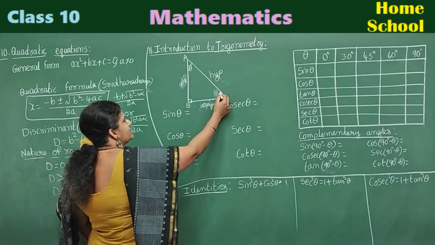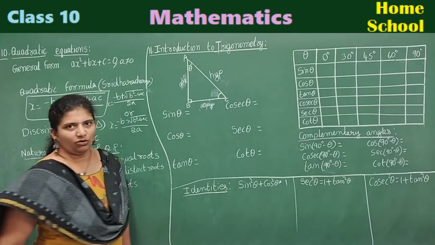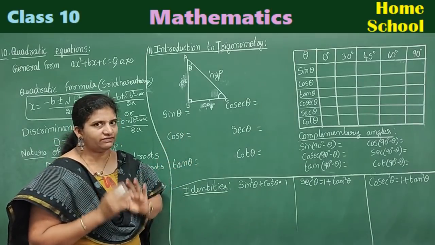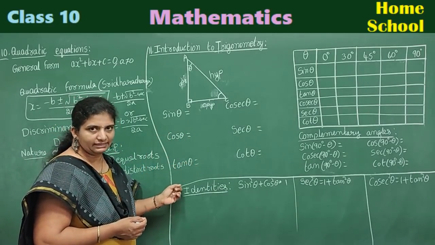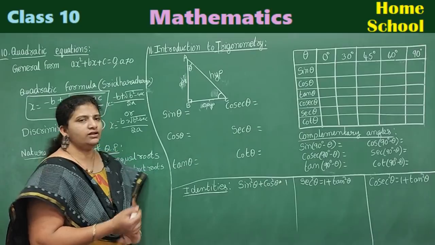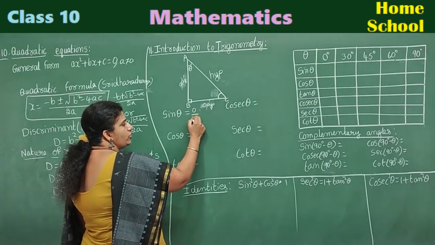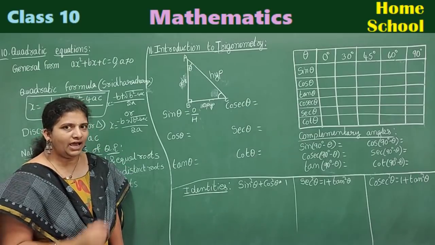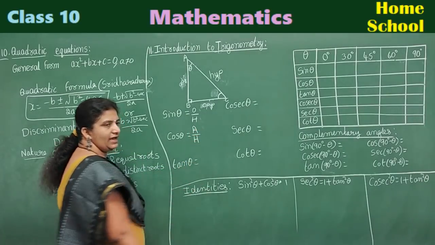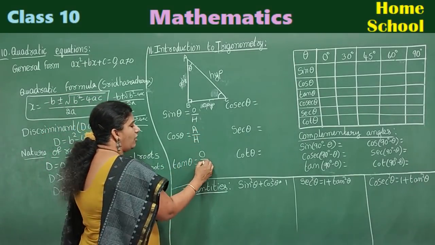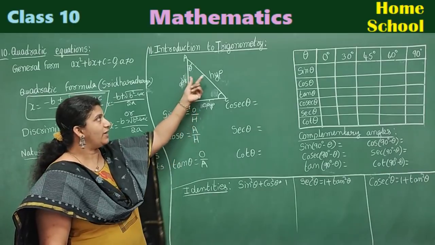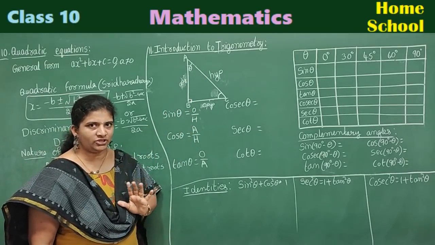Let me take this angle theta only. Sin theta. We should know the 6 ratios perfectly: sin theta, cos theta, tan theta, cosecant theta, secant theta, cot theta. Easy to remember, children. Sin theta, opposite by hypotenuse. Cos theta, you remember. And tan theta, OA, you remember, opposite by adjacent. So observe here carefully. Opposite O, hypotenuse H, adjacent A, you remember the shortcut.